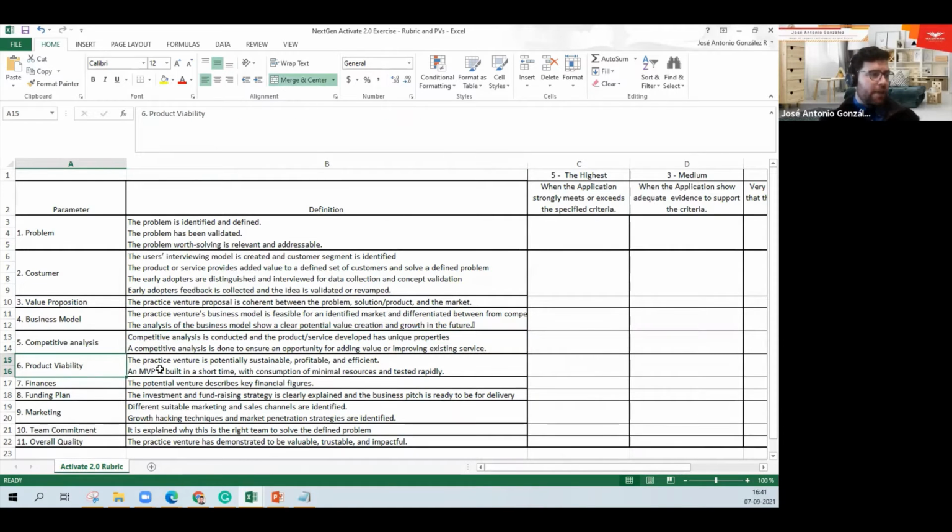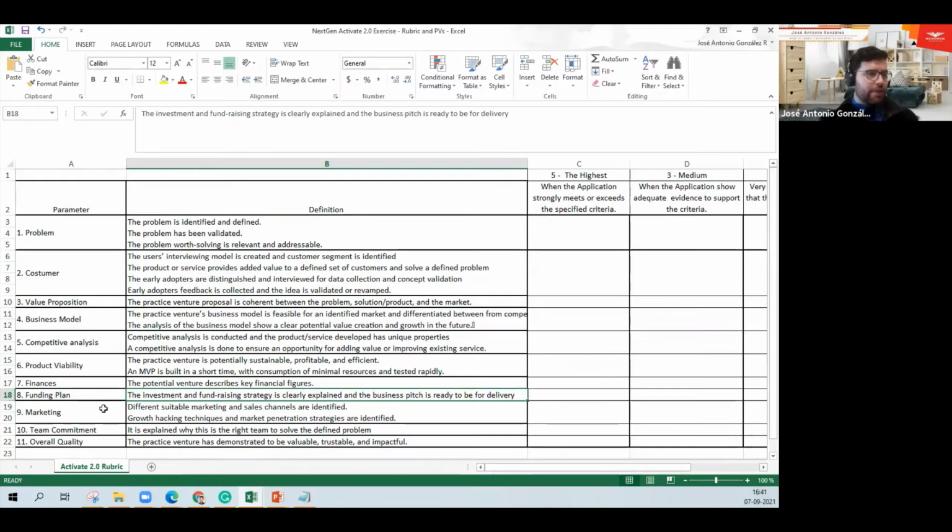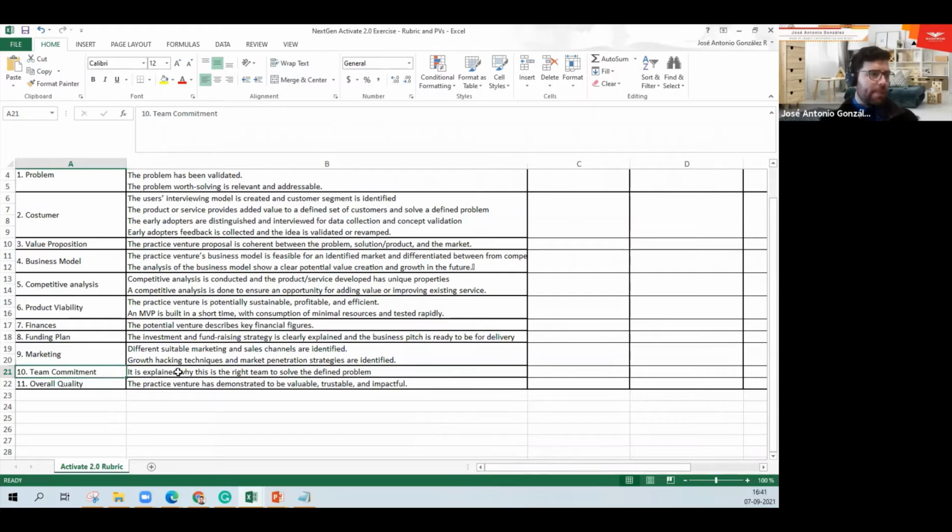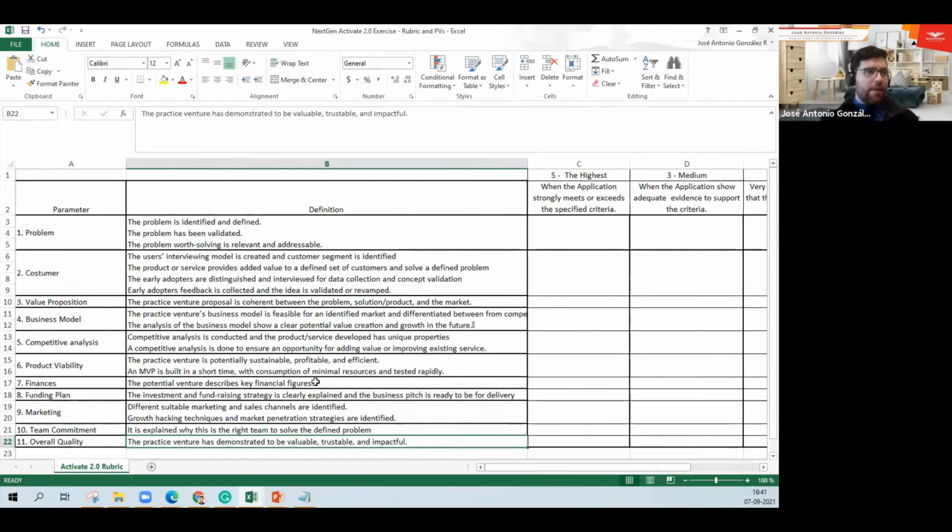Then product viability, finances, we will review this as well. Funding, if they have a fundraising strategy. Marketing, different suitable marketing and sales channels. Growth hacking techniques, okay. Team commitment and overall quality. These are the 11 parameters that we will be assessing. I'll be sharing this rubric with you as well.